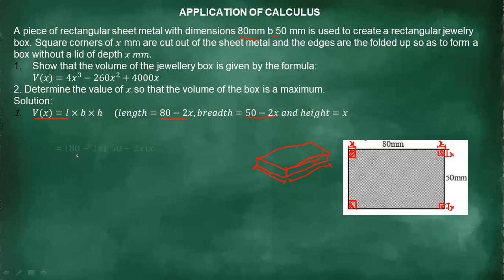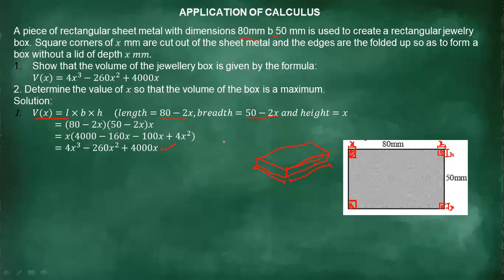Now the second step, we're going to substitute the value of L, the length, which is 80 minus 2x, and B, the breadth, which is 50 minus 2x, and the height, which is x. Thereafter, we're going to open the bracket, and then we're going to have 4000 minus 160x minus 100x, and then plus 4x squared. Then we're going to open that bracket again with this x outside. Then it's going to give us 4x cubed minus 260x squared plus 4000x. So we have just proved that the volume of the jewelry box is this.